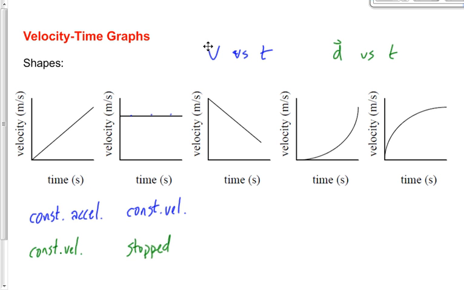Third one, if this was a position time graph, it would mean a constant negative velocity. But it's not a position time graph, it's a velocity time graph. Jeremy, do you know what this one's going to mean for velocity time? Good. We're going to call it a constant negative acceleration. But that's exactly the same thing as a constant deceleration. If you wrote that on a quiz or a test, I'd mark that right.